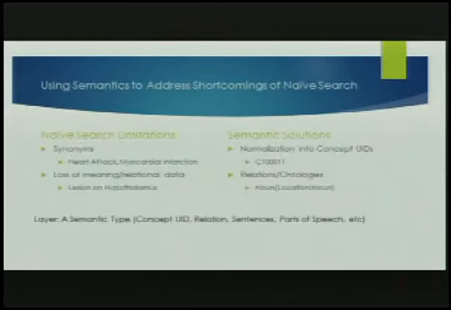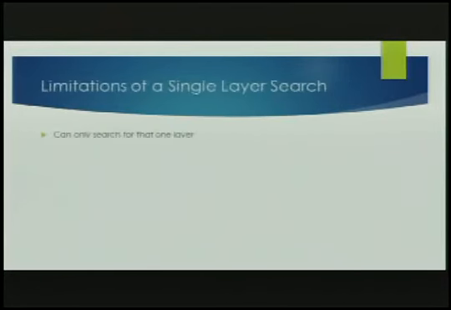I'm going to use this term a lot subsequently. A layer is basically a semantic type, which is a concept UID or a relation. These aren't the only types of semantics possible. You can have sentences, parts of speech, along with a variety of other semantic types. So the major limitation here is you can only search a single layer, and if you only search a single layer, you lose the benefits of having the other layers.